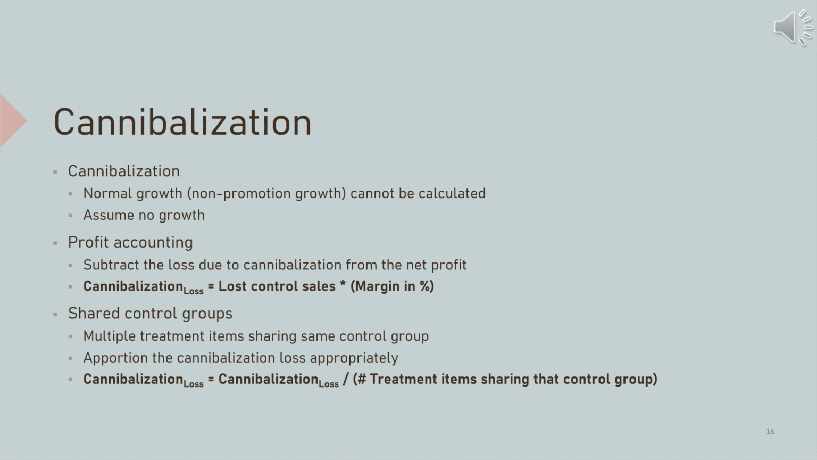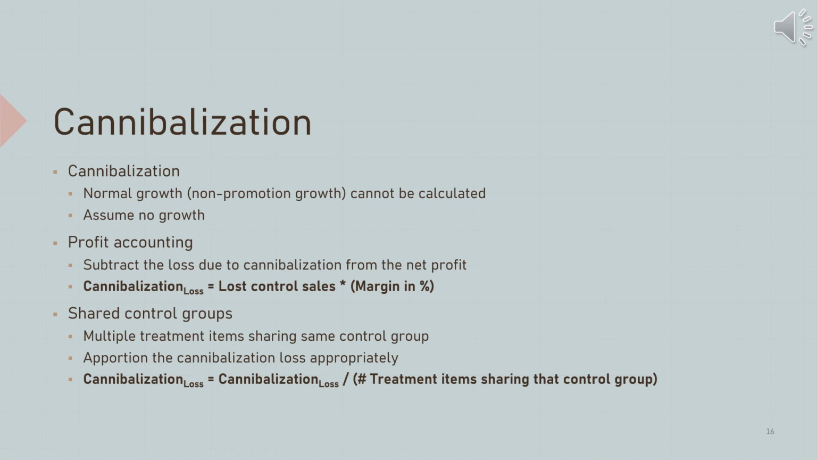So in such cases, we have to assume that no growth happened, which means that between reference and the promotion period, there is no growth that has happened. It's just there is no expected growth. It's the same as the promotion period is expected to be same as the reference period, right? So anything more than that is the incremental sales that can be attributed to the promotion. We don't have a choice here, so that is one pitfall of cannibalization.